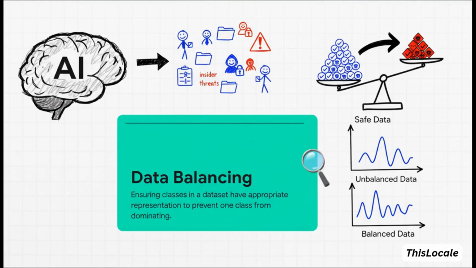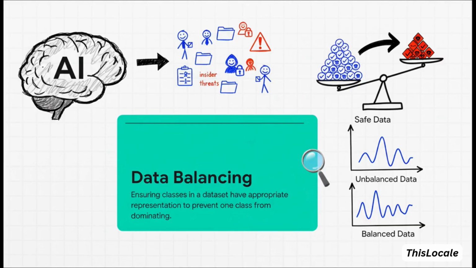So imagine you're training an AI to spot insider threats, right? 99.9% of what your employees do is totally normal, totally benign. If you just feed that data straight to the AI, it'll learn a very simple, very wrong lesson: just label everything safe. It'll get a fantastic accuracy score, but it'll miss the one critical malicious event you actually care about. Balancing fixes this. It makes sure that those rare but super critical categories, like insider threat, get the attention they deserve during training.